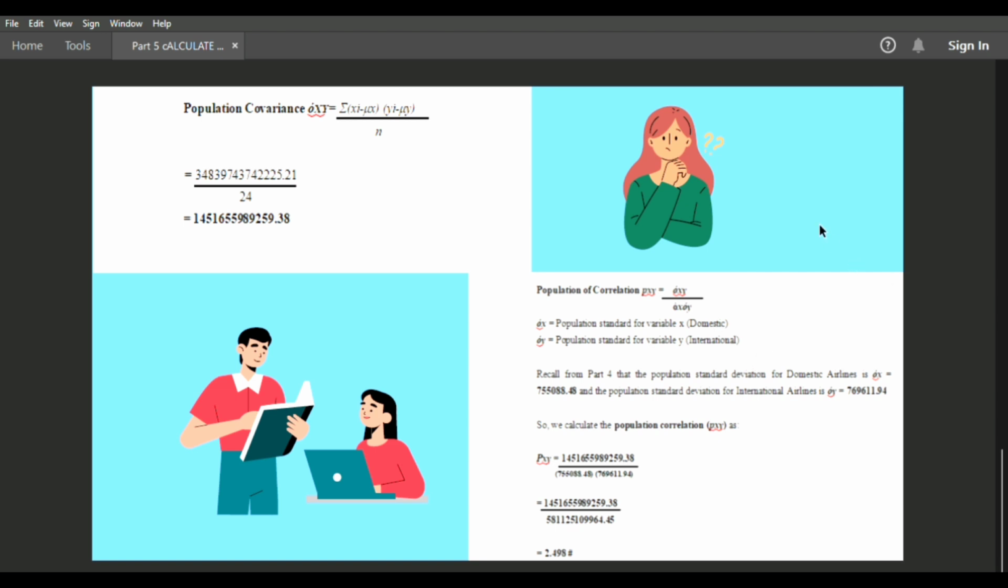Last but not least, for the population correlation, we have found that the value is 2.498.